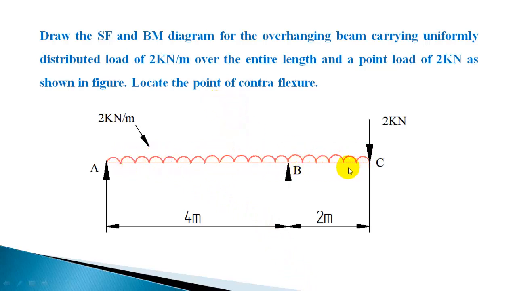Total resultant load will be 2 into 6, so that will be 12 kilonewton. 12 kilonewton acting at the center of 6 meter, that means at 3 meter away from here. So that will give the resultant. Now let us calculate the reactions.